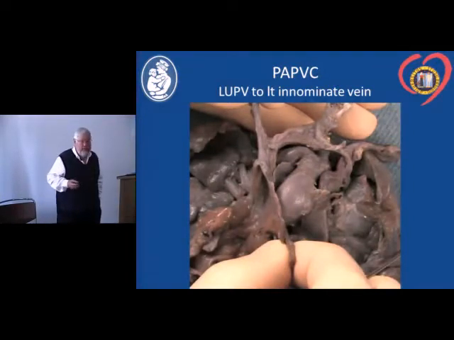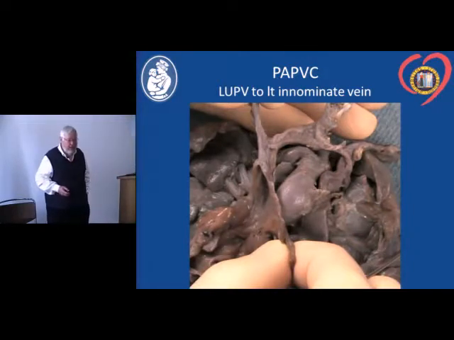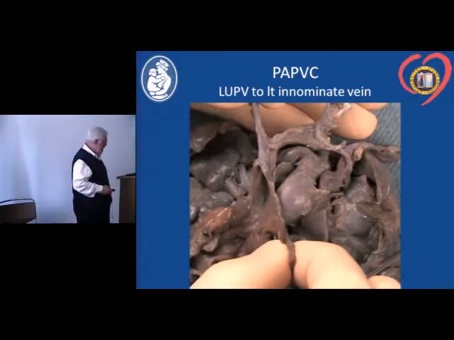There are many other types. You can have all of one lung, for example, draining to the coronary sinus, or all of one lung draining below the diaphragm, or a number of other patterns of partially anomalous pulmonary venous connection.